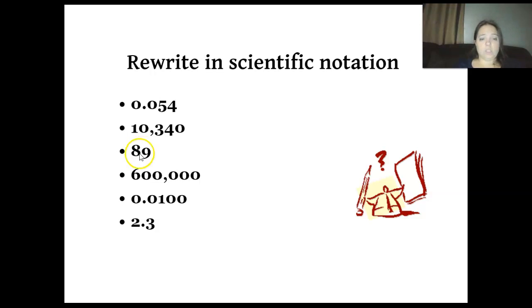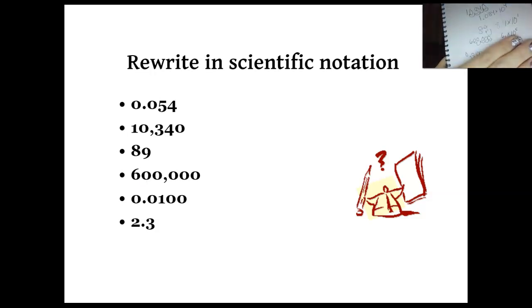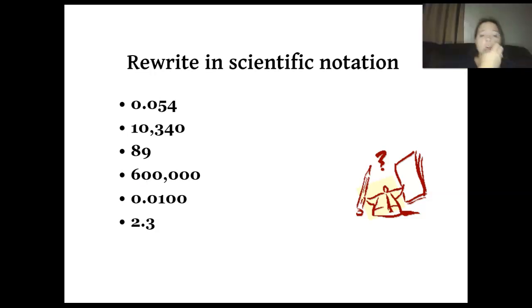All right, so 600,000. I'm going to jump 1, 2, 3, 4, 5. It's big, or over 0, so it's positive. So it's going to be a 6 times 10 to the 5th. And you notice that I didn't put any zeros. Why? Because of significant figures Rule 4. There's no decimal, so it's just the 6.